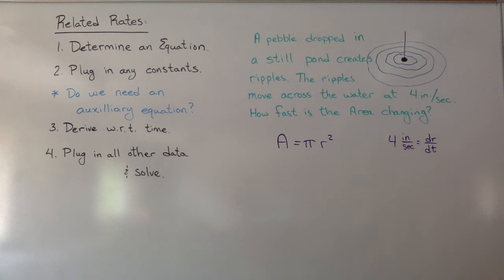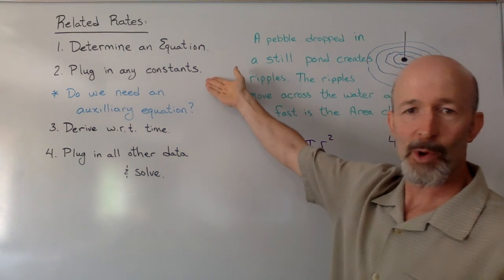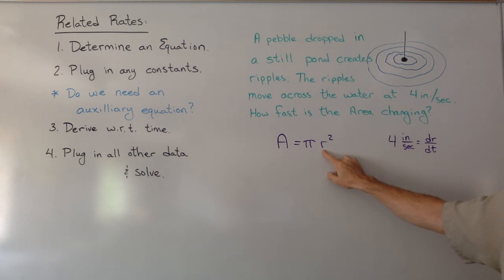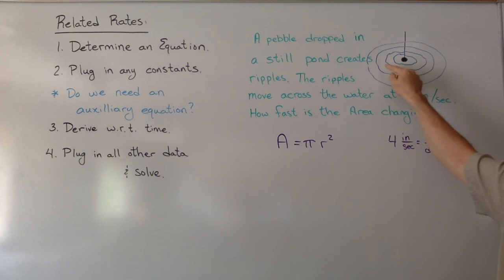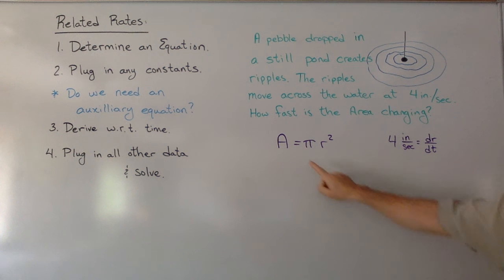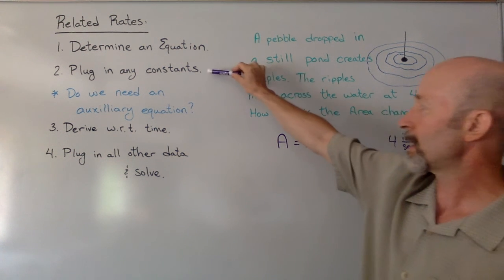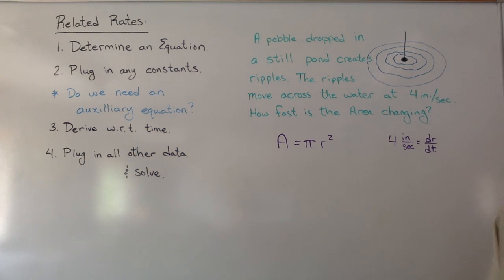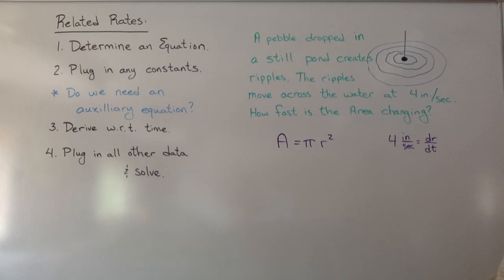So, simply put, we've got a few more things to do. Plug in any constants. Does the radius stay the same throughout this? Is it the same length, or does it keep getting bigger? Does the area stay the same, or does it keep getting bigger? If there's no constants, skip over that. We still don't need to worry about the auxiliary equation quite yet, but it's coming soon. And then finally, we're going to derive this with respect to time and plug in the numbers.